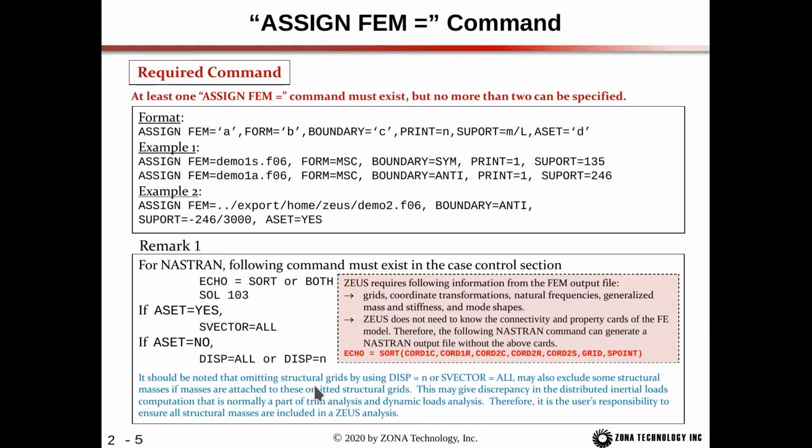Now, if you omit structure grids by using displacement equals n, so you have Aset or SVECTOR equals all, this may also exclude some structural masses if the masses are attached to the omitted structural grids. This may give discrepancy in the distributed inertial loads computation that is normally a part of the trim analysis and dynamic loads analysis. Therefore, it's the user's responsibility to ensure all the structural masses are included in a ZEUS analysis. And so for this reason, in the vast majority of cases, I use displacement equals all so that all of the structure grids are included.